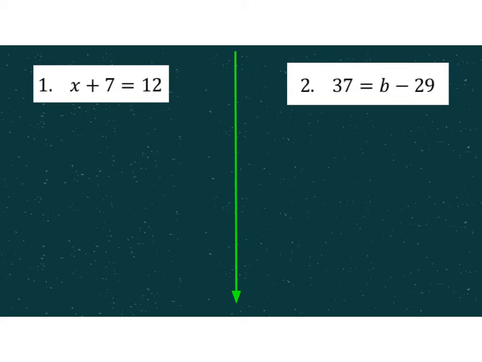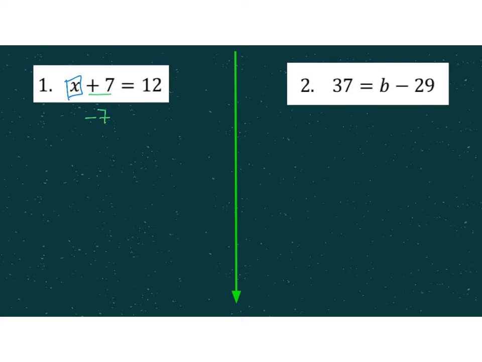When I take a look at example 1, I see that I have x plus 7 is equal to 12. And I am attempting to solve for that x. X is my unknown variable there. So that is the thing that I need to isolate. If I'm trying to isolate x, that means I need to cancel the addition of 7. In order to cancel the addition of 7, that means I need to do the opposite, which is subtract 7.